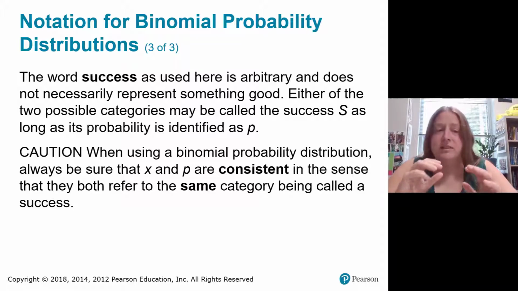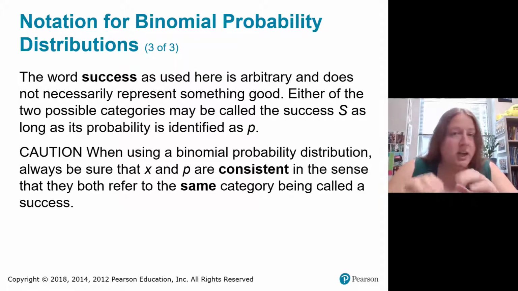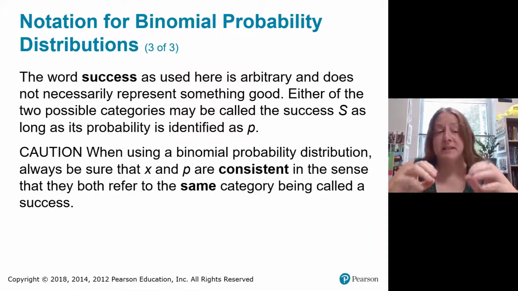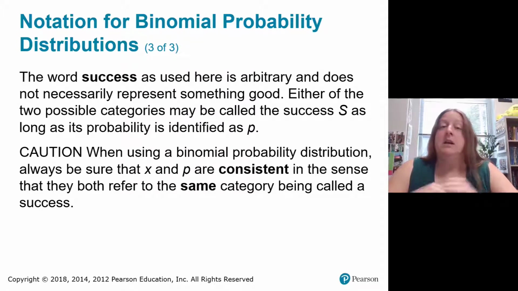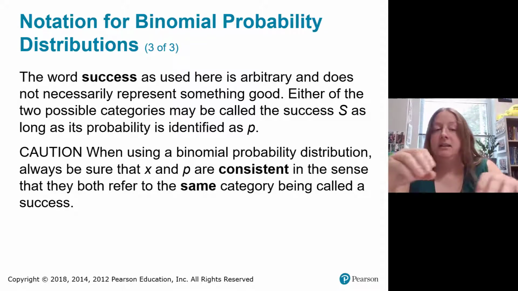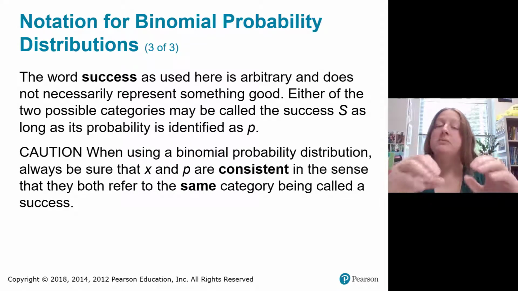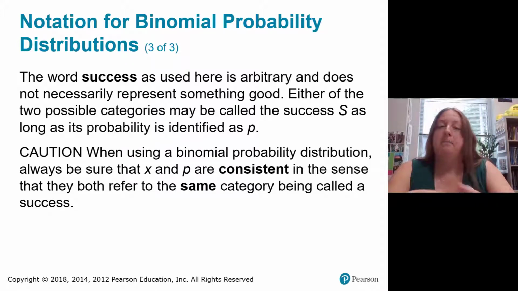So it's really important that whichever of the options we define as success, the probability that goes with it is p. All right. It depends on the way you look at it, on which of the 2 categories you might define as success. So that matching of when you're looking for x successes and p is the probability of a success, those need to be referring to the same outcome. So it's a good idea to get in the practice of writing down what is a success, since it doesn't necessarily correspond with what your brain will naturally think feels more successful.